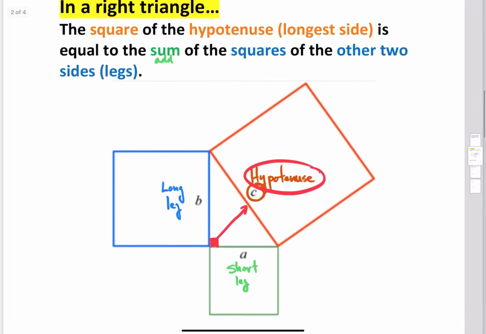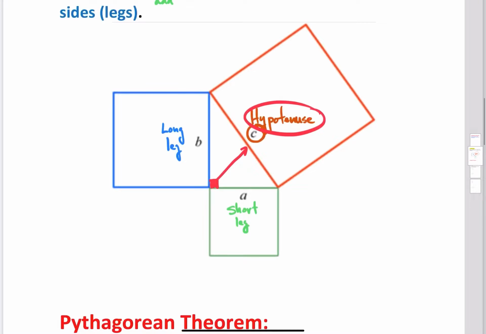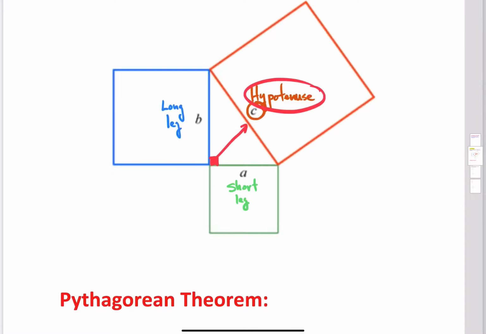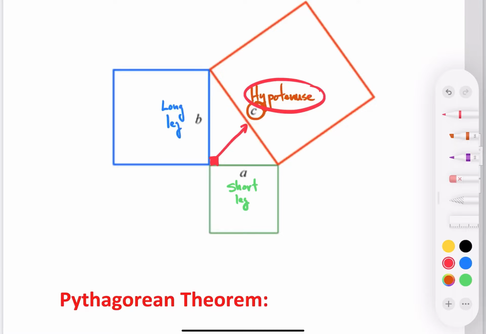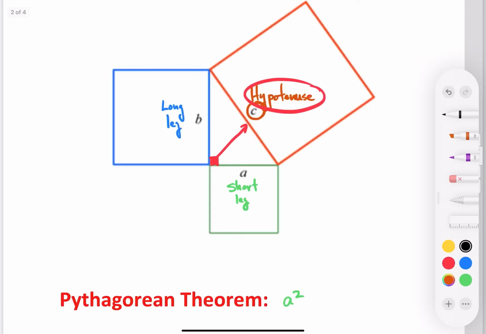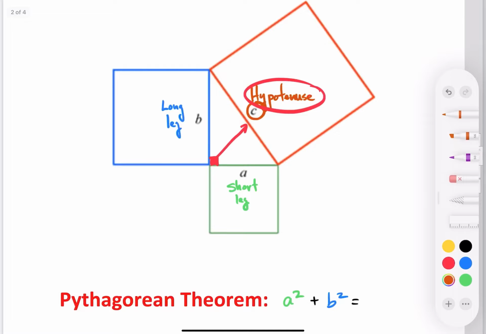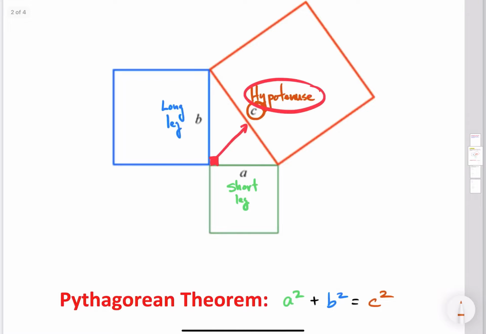Okay, so let's take a look at this definition. It says the square of this hypotenuse is equal to the sum of the squares of the other two sides. So if we were to write that out in terms of a rule, in terms of a formula, that means the two smaller squares, that's our short leg, so A squared, plus our longer one, B squared, is going to equal the square of the hypotenuse. And that means that's going to be C squared in this case. And that's your actual rule. That's the formula that we're going to be using.